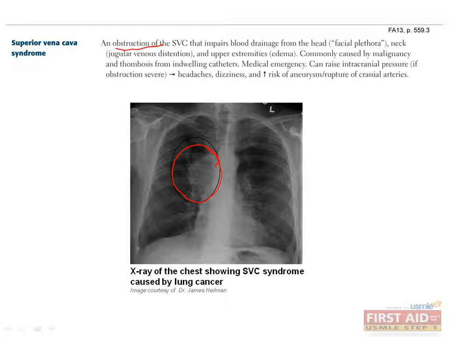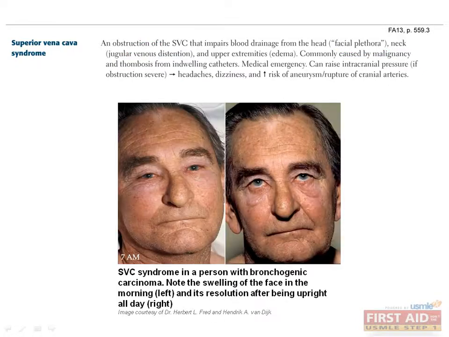Since you're blocking venous return from the upper part of the body, you can see facial swelling or plethora, as well as JVD and upper extremity swelling. You can also get shortness of breath, headaches, dizziness, and rarely cerebral edema, aneurysm, or a brain hemorrhage. Here's a picture of a patient with SVC syndrome with facial swelling, and with resolve later on in the day. You can see the fullness of the face on the left compared to what his face really looks like.